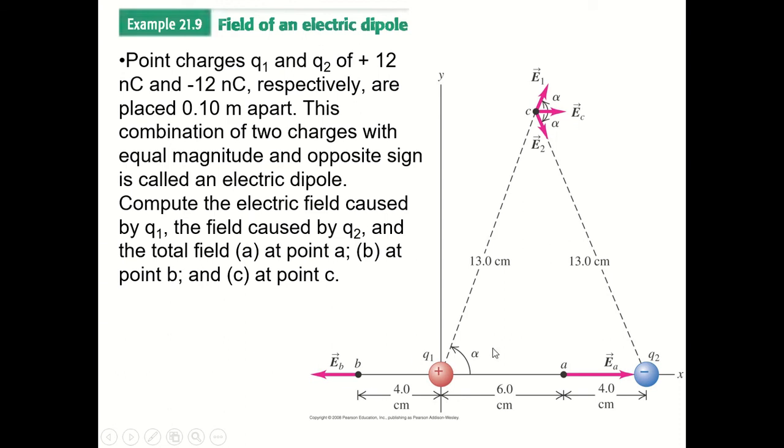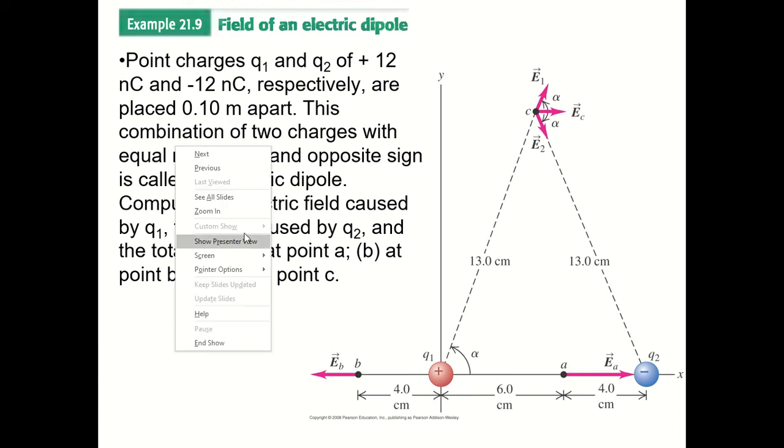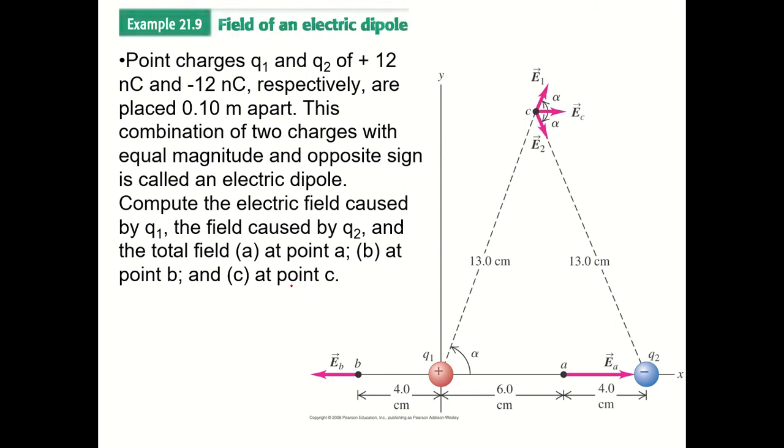So meaning, we are asked to compute the electric field caused by Q1 and caused by Q2. We also have to calculate the total field at point A. So where is this point A? It is at this point, and also at point B, and point C at this point.